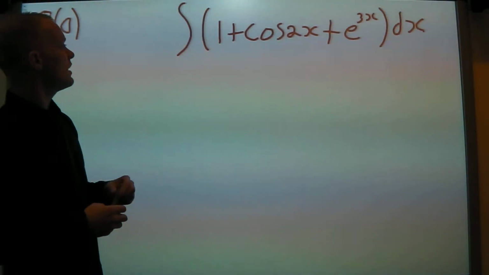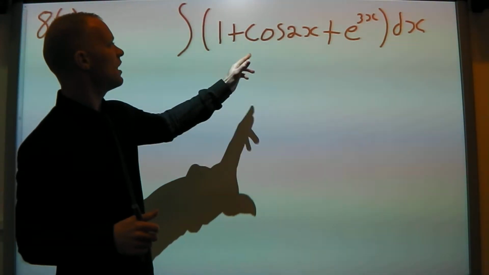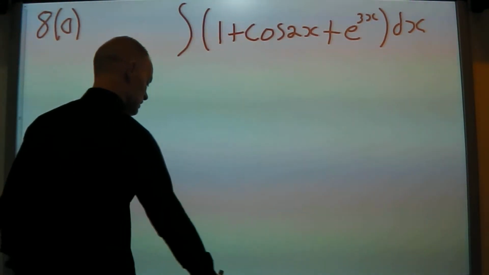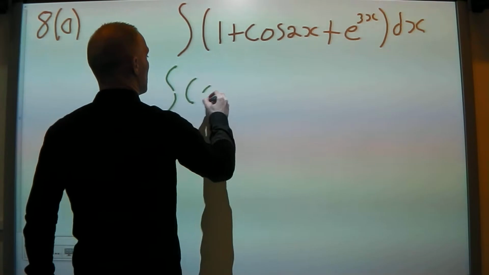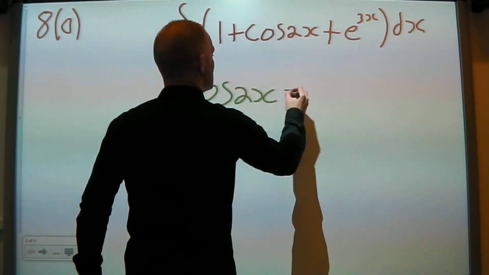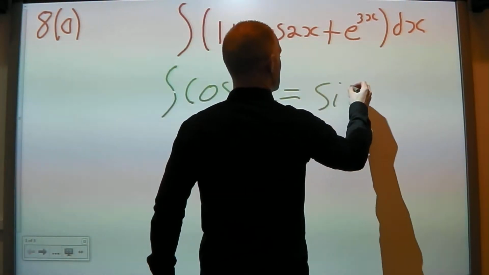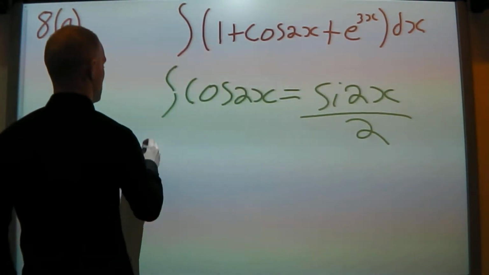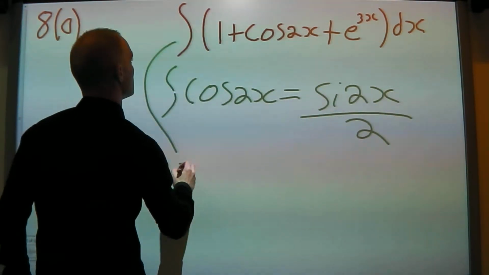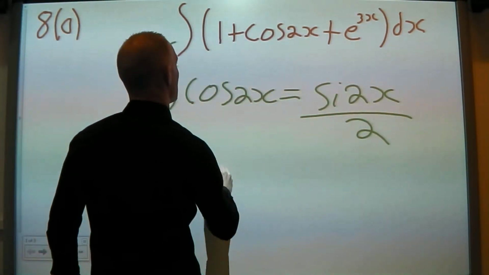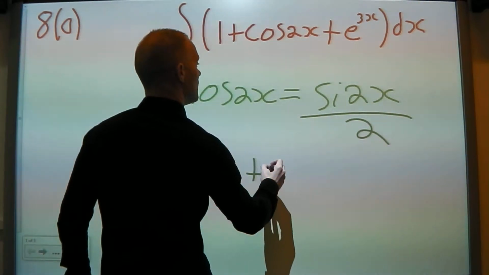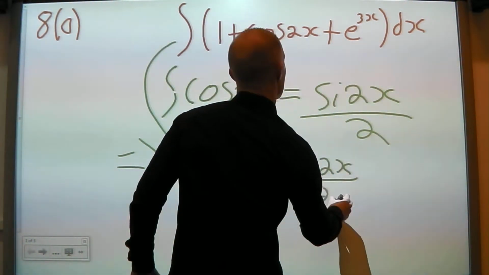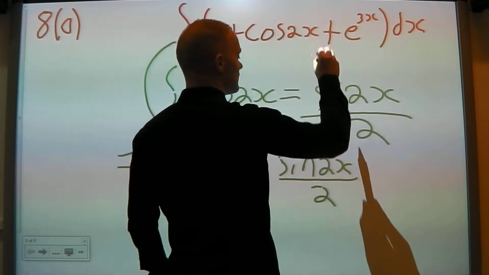So here, our first question, we have the integral of 1 plus cos 2x plus e to 3x. Integrate that with respect to x. Well, what you should know is that the integral of cos 2x is equal to sine 2x all over 2. So the integral of this question is equal to the integral of 1, which is x, plus sine 2x over 2, plus e to 3x divided by 3.